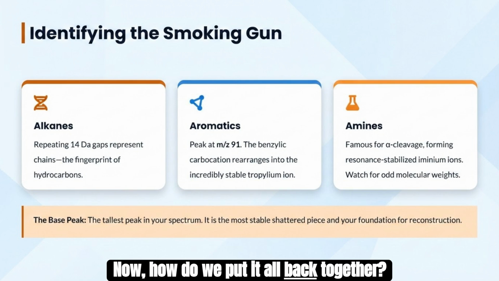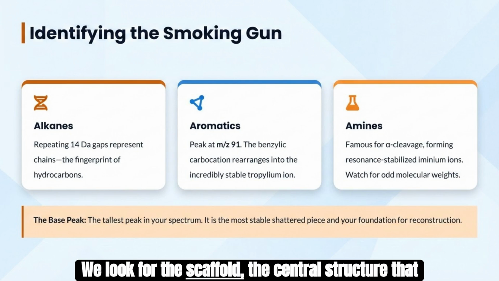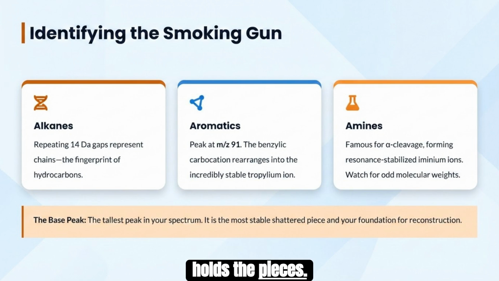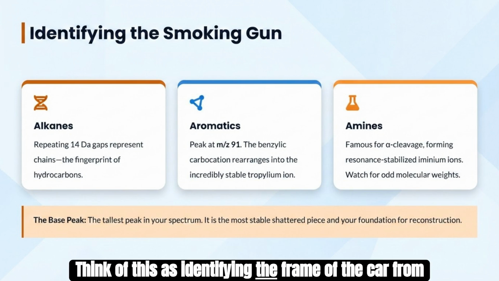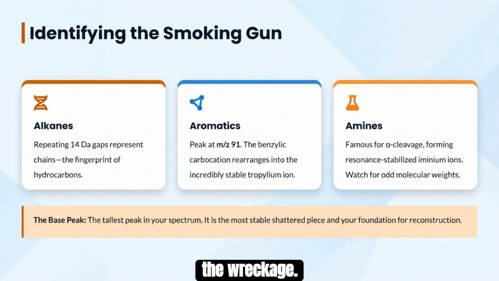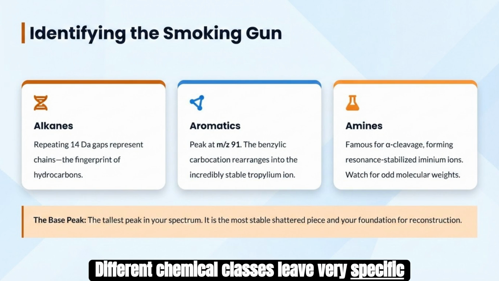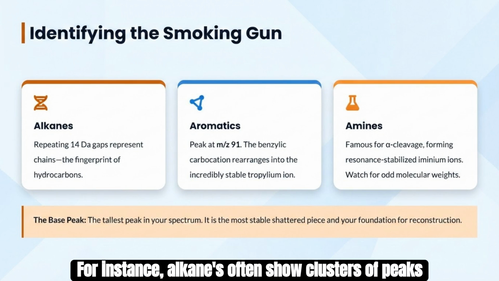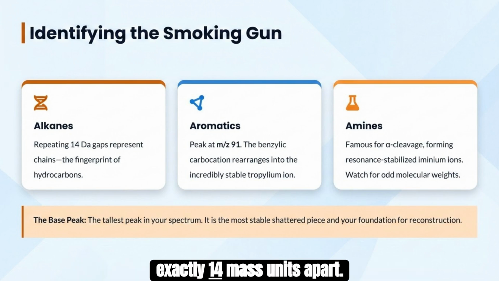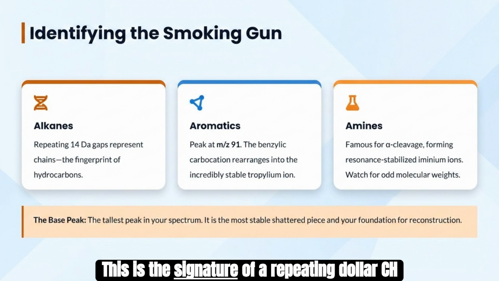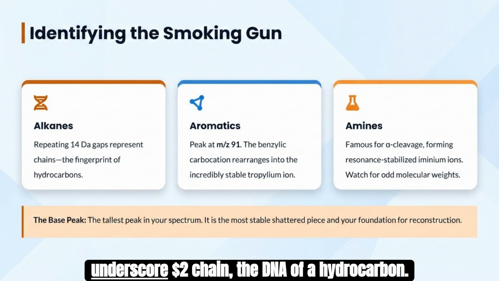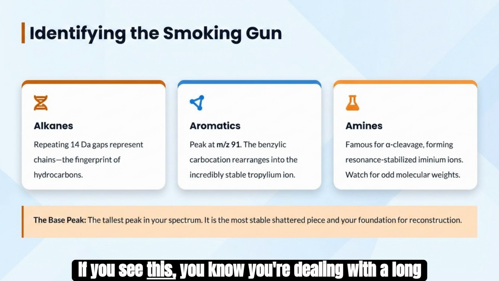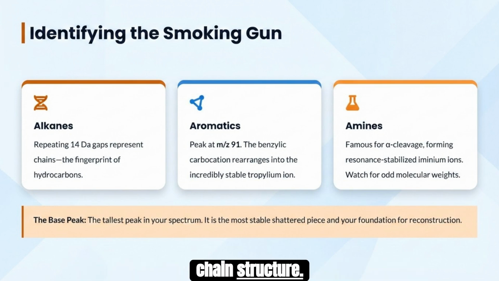Now, how do we put it all back together? We look for the scaffold, the central structure that holds the pieces. Think of this as identifying the frame of the car from the wreckage. Different chemical classes leave very specific fingerprints in the debris. For instance, alkanes often show clusters of peaks exactly 14 mass units apart. This is the signature of a repeating $CH_2$ chain, the DNA of a hydrocarbon. If you see this, you know you're dealing with a long chain structure.